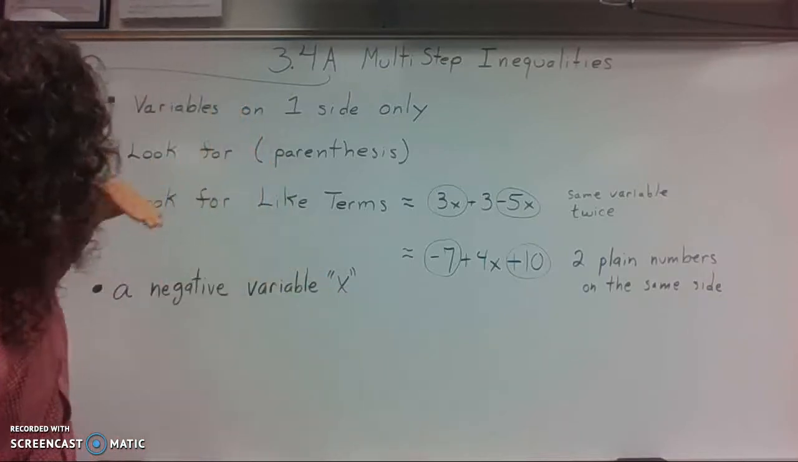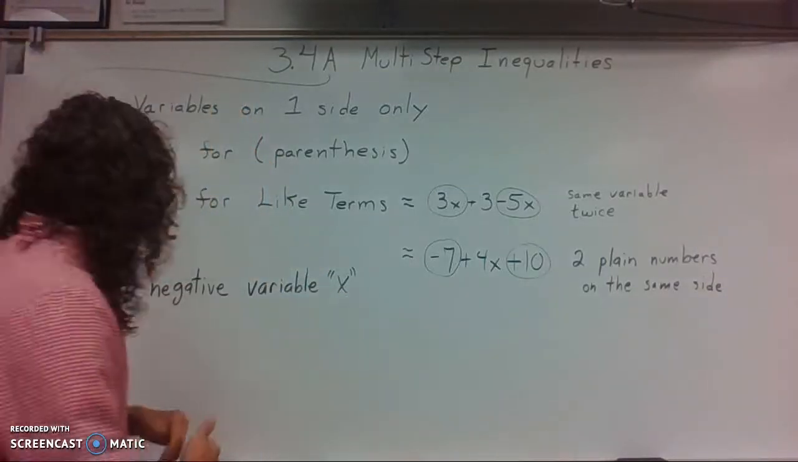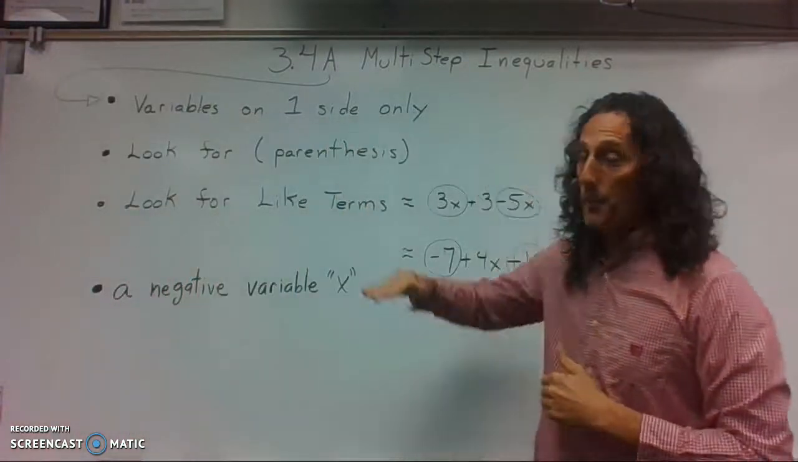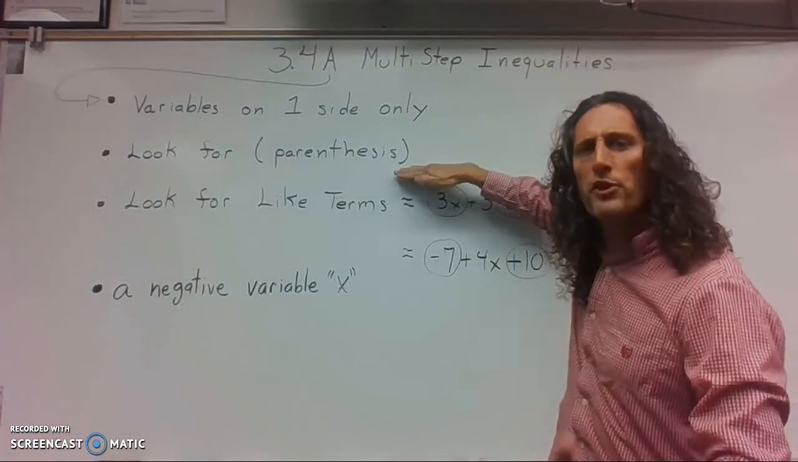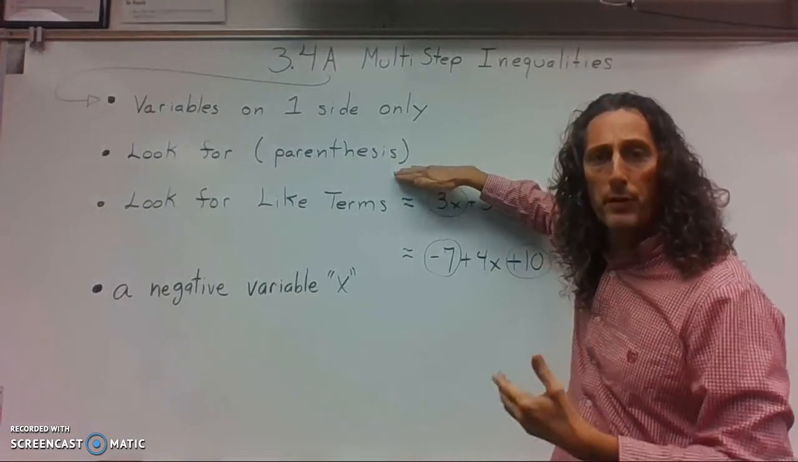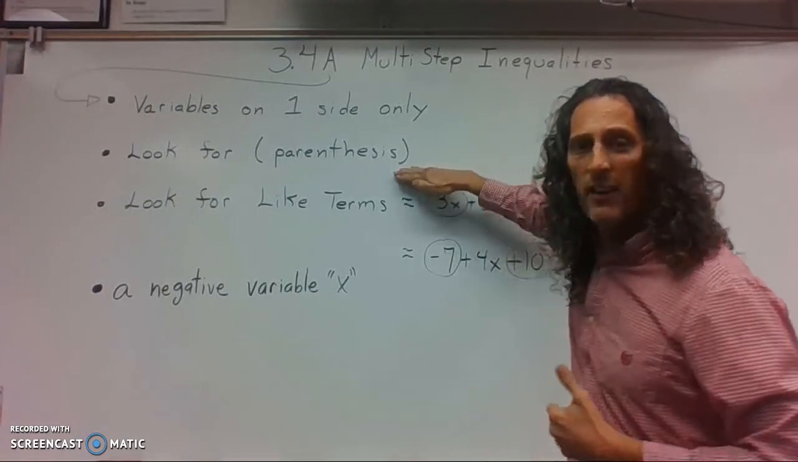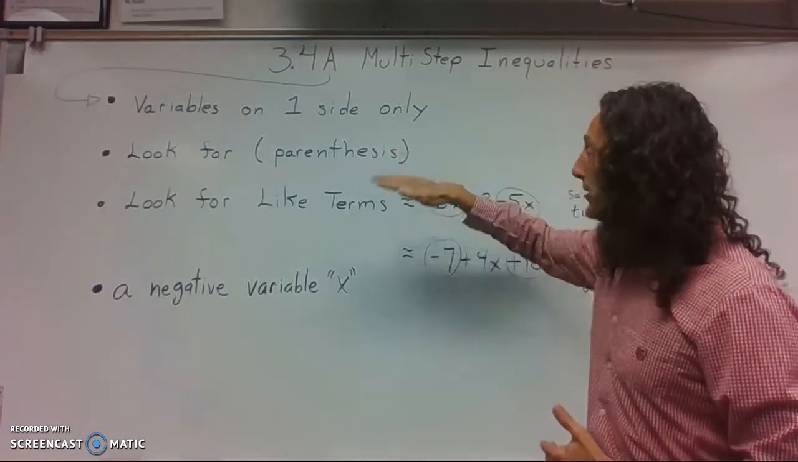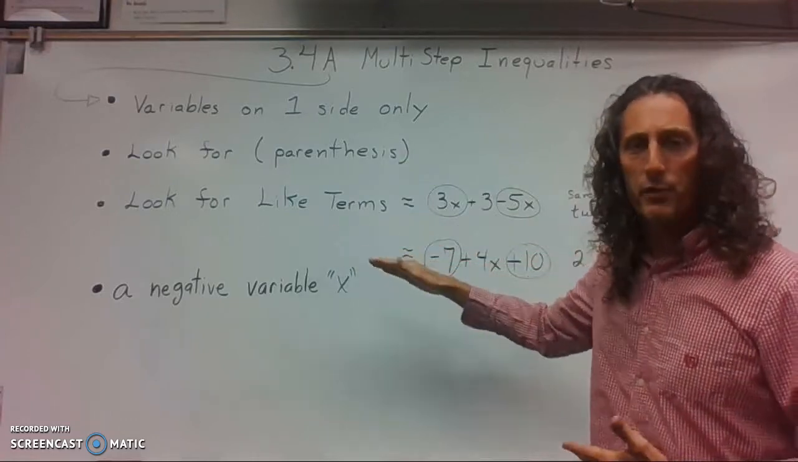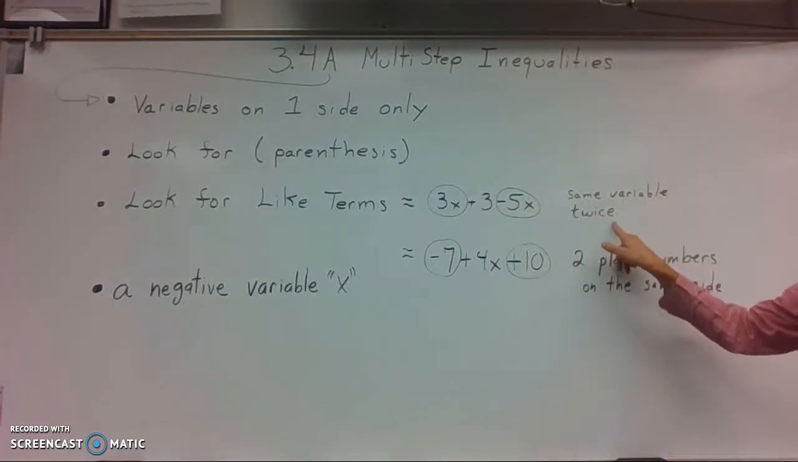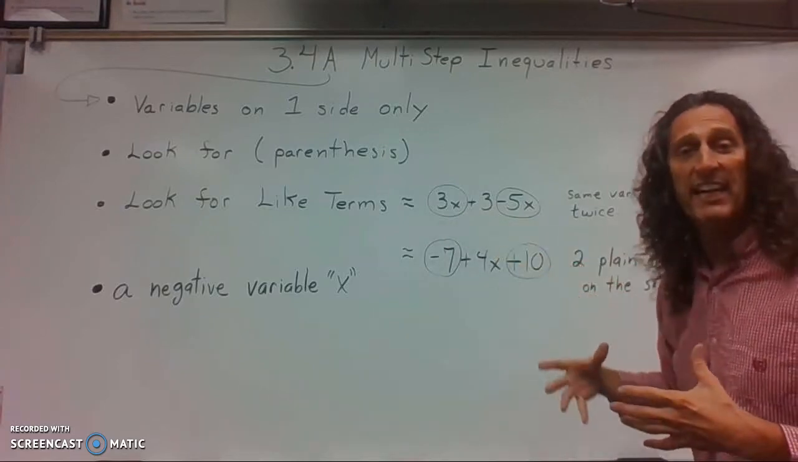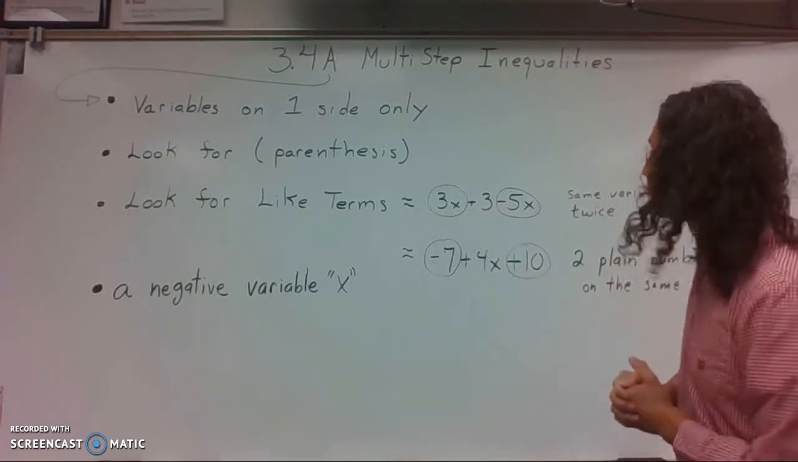All right, so the other thing we're going to be looking for is parentheses. That's always going to be your first step in multiple step equations: look for parentheses. If you don't see any, or maybe you do, then you look for like terms. Now remember, like terms are usually the same variable. That's what this says, same variable twice. We see two x's, and again, they're always going to have to be on the same side.